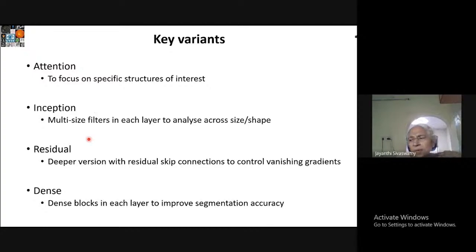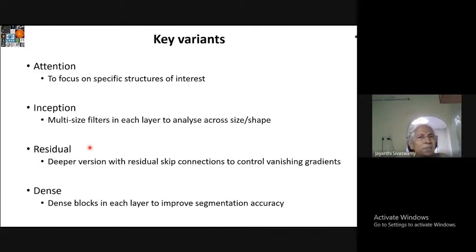The third one would be residual UNet. The residual UNet is basically a deeper version with the residual skip connection. And these two together will control the vanishing gradients. It's a major problem in any artificial neural network.